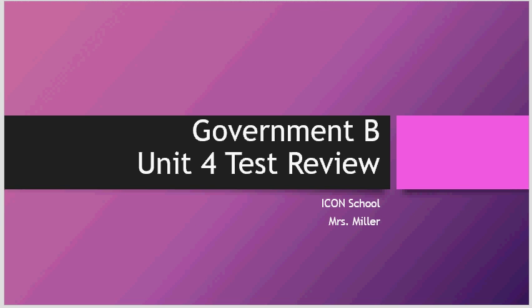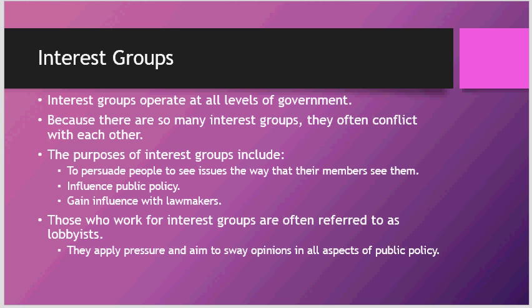So we're going to start off with interest groups. Interest groups operate at all levels of government. Because there are so many interest groups, they often conflict with each other. Meaning there's going to be one like Moms Against Guns, and then the NRA. They're going to conflict, and they're different interest groups who are wanting different rules on the same topic.